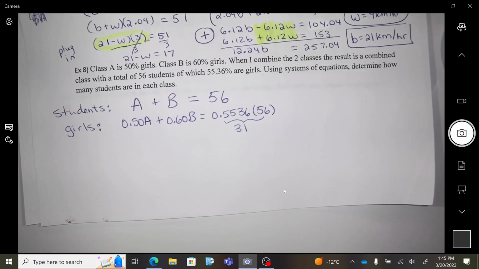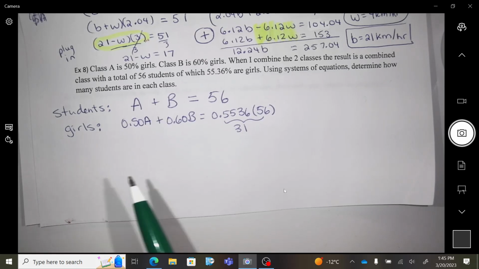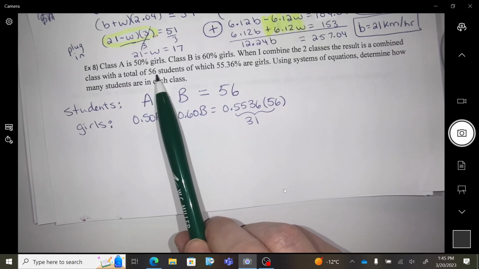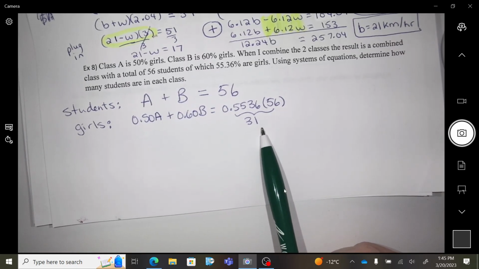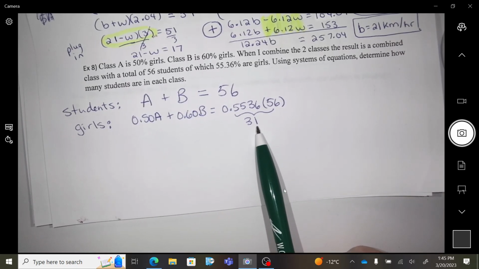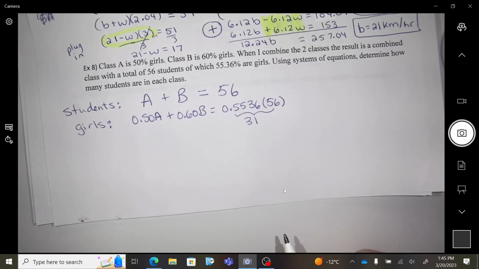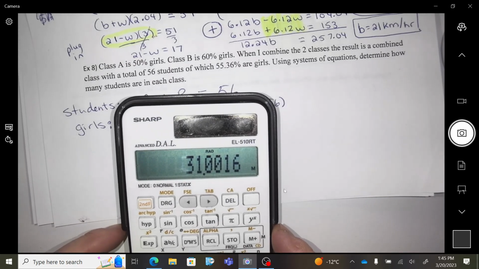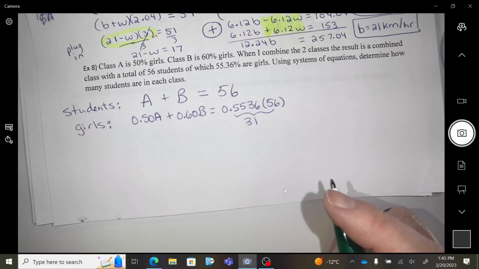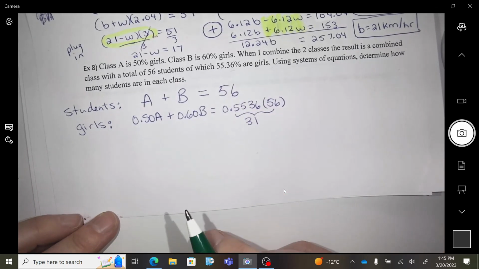And I am going to just times that. There's 31 girls. So in the 56, 31 out of the 56 were girls. Yeah, because it came to like that, but it's because I had to round something in the question there.